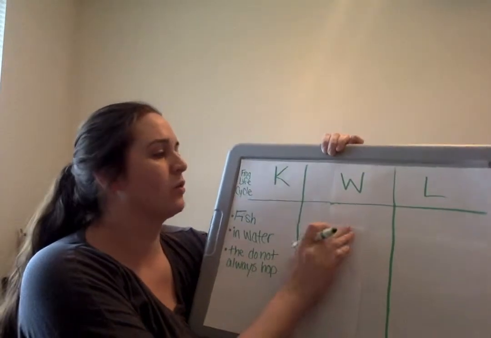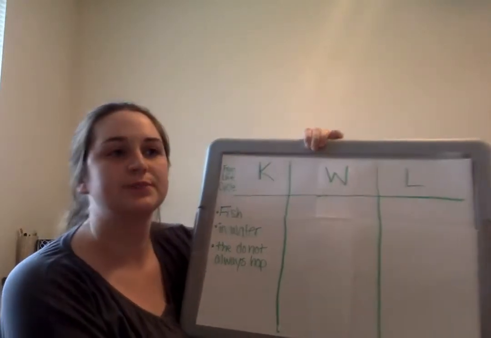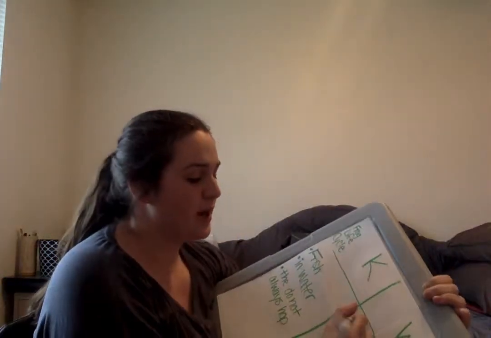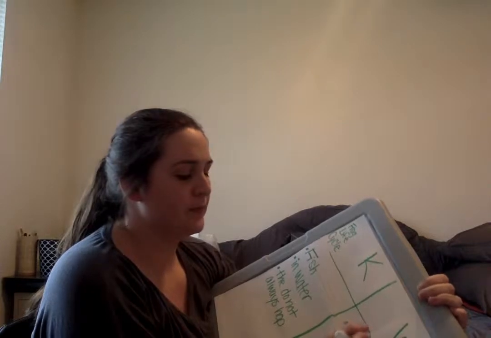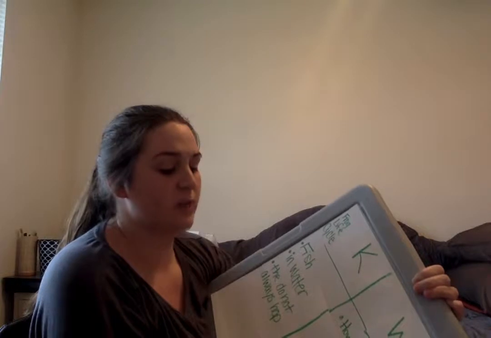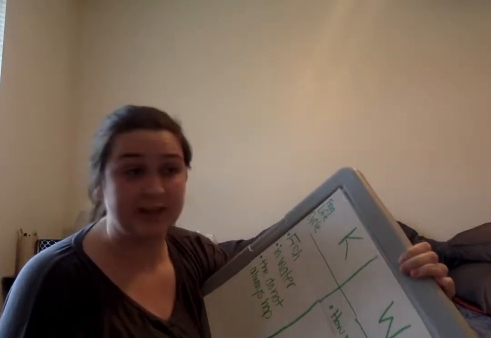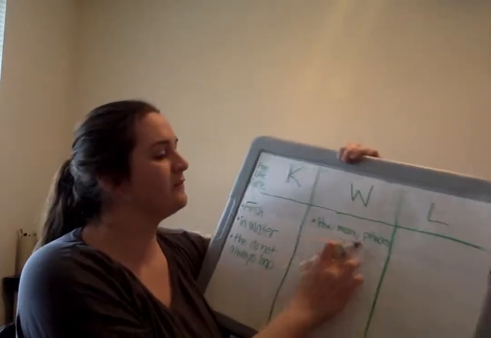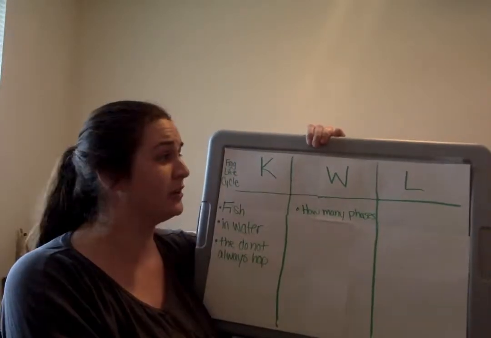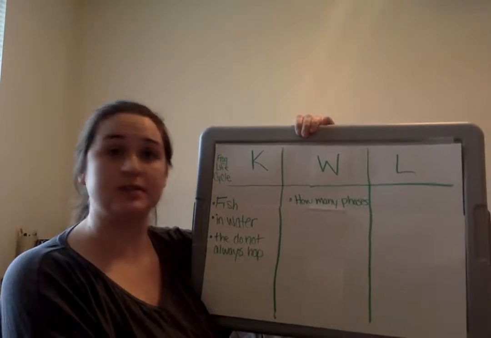Now let's think about what we want to know. What do you want to know about the life of a frog? Ooh, that's a good one. How many phases? Remember we talked about butterflies and they had how many phases? 4 phases, that's right. So how many phases does a frog's life cycle have? That's a really good thing to find out.